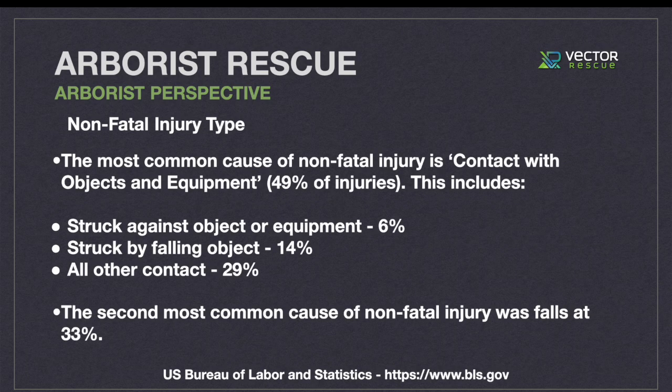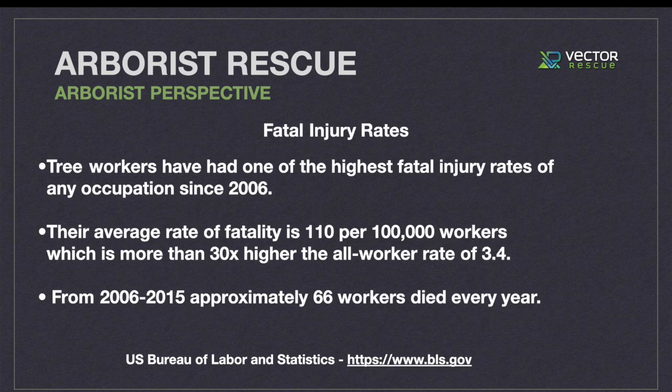The most common type of non-fatal injury is contact with objects and equipment, as it's classified by the Bureau of Labor Statistics, which is almost half of injuries, which includes struck against object or equipment at 6%, struck by falling object at 14%, and then all other contact is 29%. The second leading cause of non-fatal injuries is falls at 33%, which is pretty standard in most industrial incidents. On the fatality side, this is one of the falls, or one of the fatal four, as OSHA calls them all the time. The fatal injury rates are pretty significant as well.